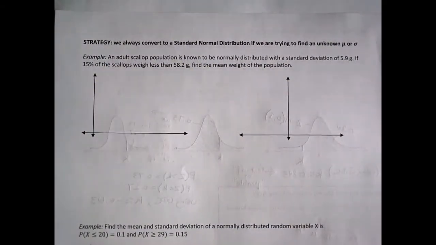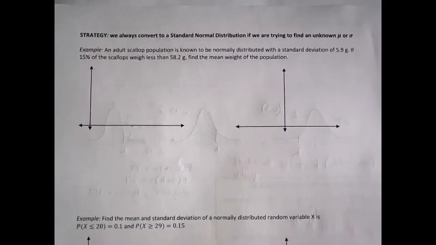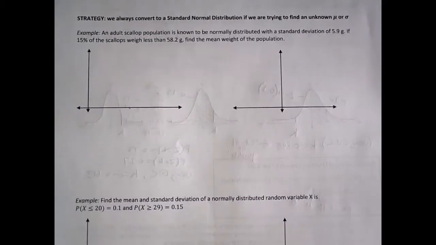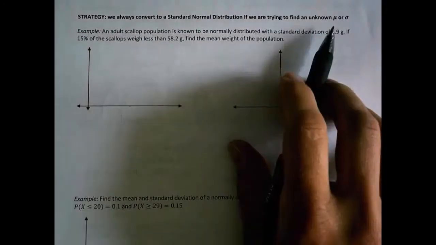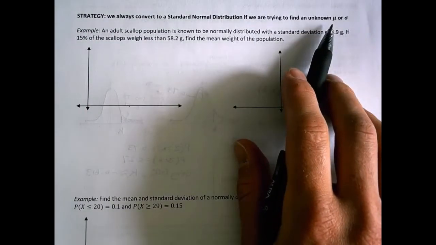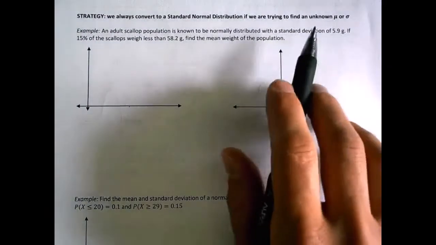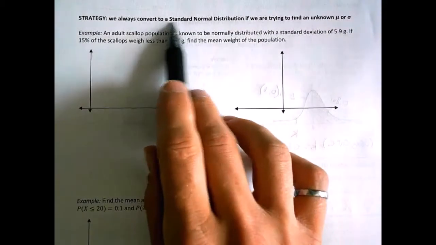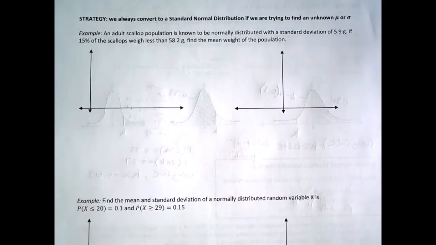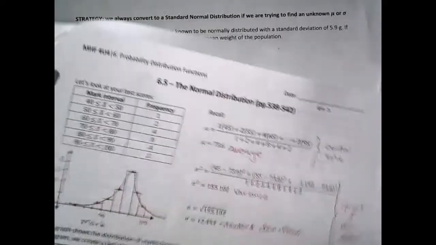Okay, now these are special types of questions that you're going to see in your homework, but these are questions where we have an unknown mean or an unknown standard deviation. And this is where we're going to have to use that standard normal distribution. Remember when we talked about the standard normal distribution, we taught you the z-scores.